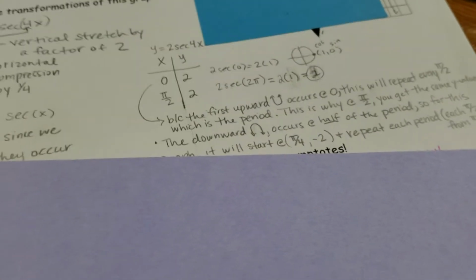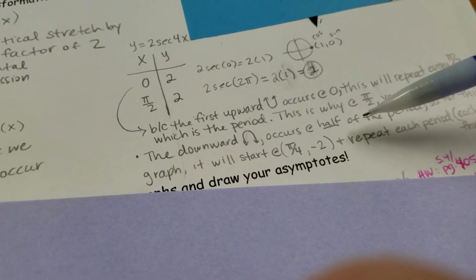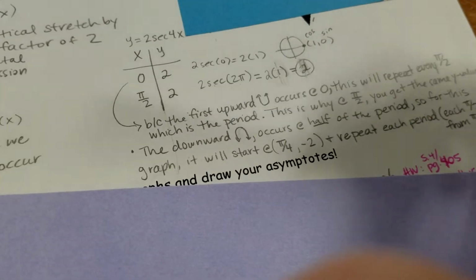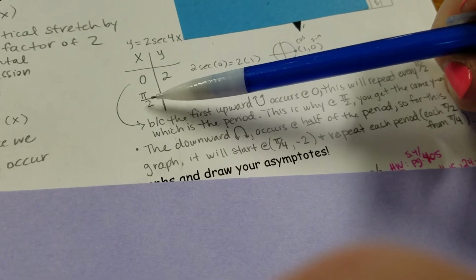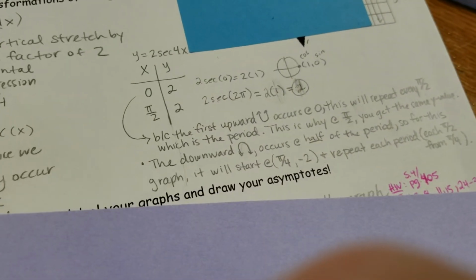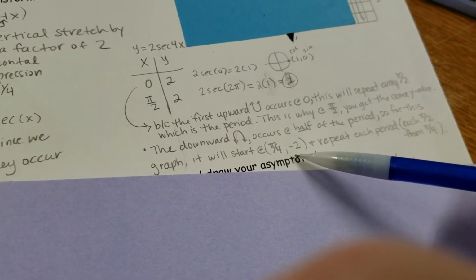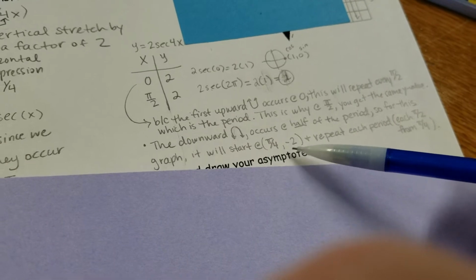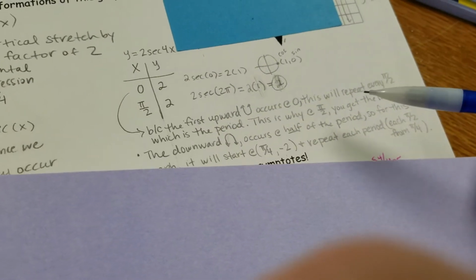Okay, and again, you can also just do that based on the period. We know that the downward parabola is going to occur at half of the period. So you can ask yourself, what is halfway between 0 and pi over 2? Really, you're just multiplying by 1/2. So pi over 2 times 1/2 is pi over 4. So for this graph, it's going to start at pi over 4, and that's going to be at -2, because it starts at the negative value, and then it's going to open downward.